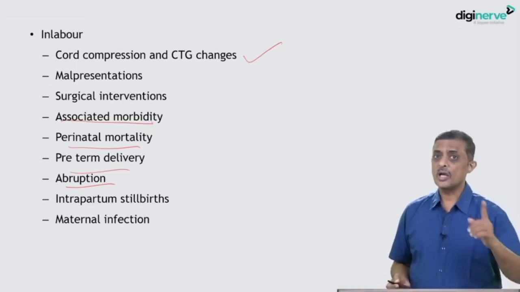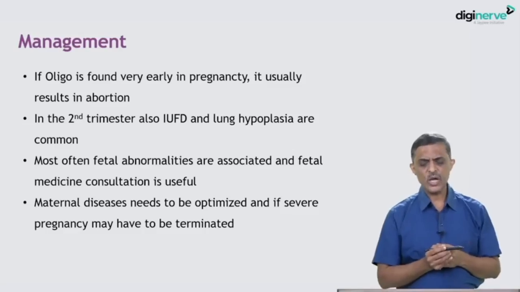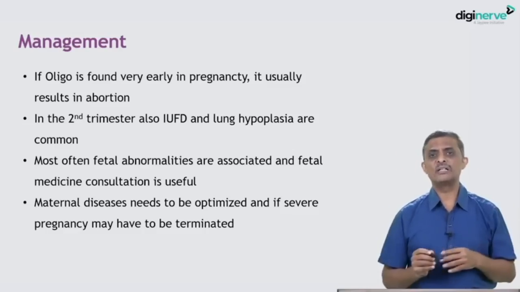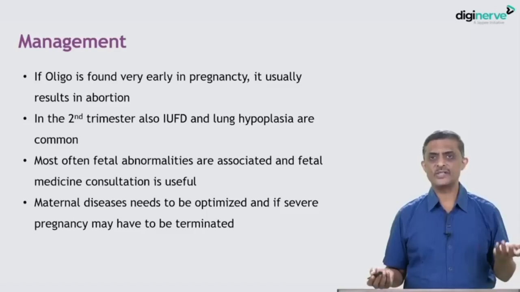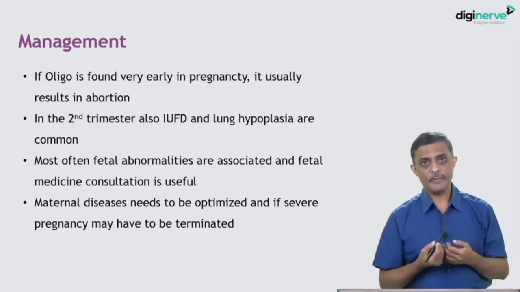And in case the oligo has occurred because of ruptured membranes, patient can go for chorioamnionitis, intrapartum infections. So how do we manage early pregnancy oligohydramnios? You have got nothing much to do. You may have to just allow the patient to proceed or abort, right?